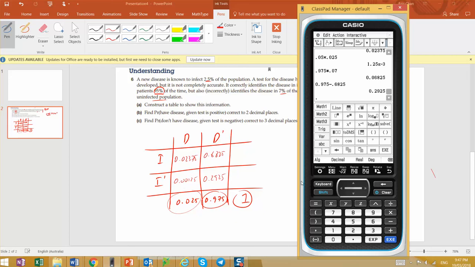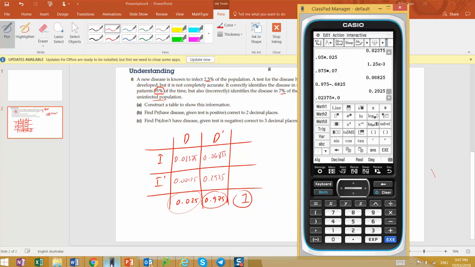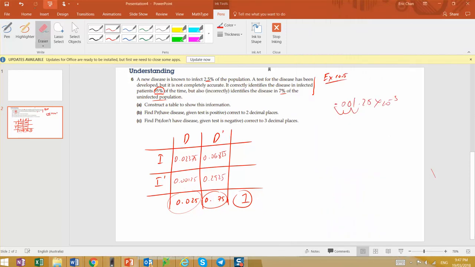So you can get 0.02375 plus 0.06825. Apologies, let's rewrite that. Let's quickly add up the totals.